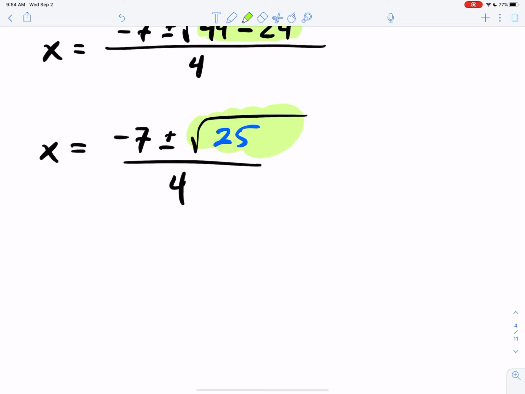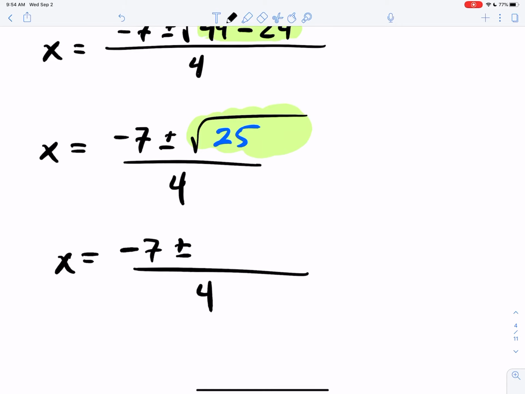Is 25 a perfect square? Okay, and it is. The square root of 25, a number times itself that'll give me 25, is 5. So what you do is, first, let me take care of the easy part. Negative 7 plus or minus. Okay. And again, color coordinating really helps here. The square root of 25 is 5. All right. Once you square root, the square root goes away. Okay. Now, if you can't square root it, it stays there.